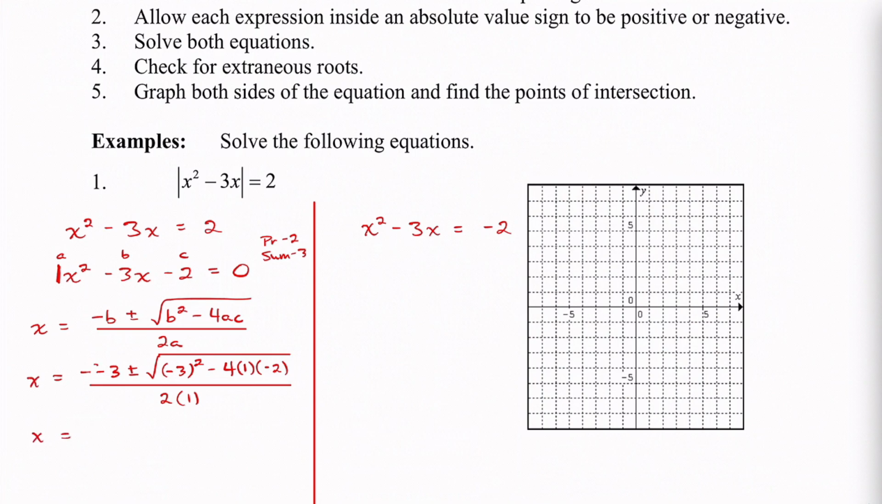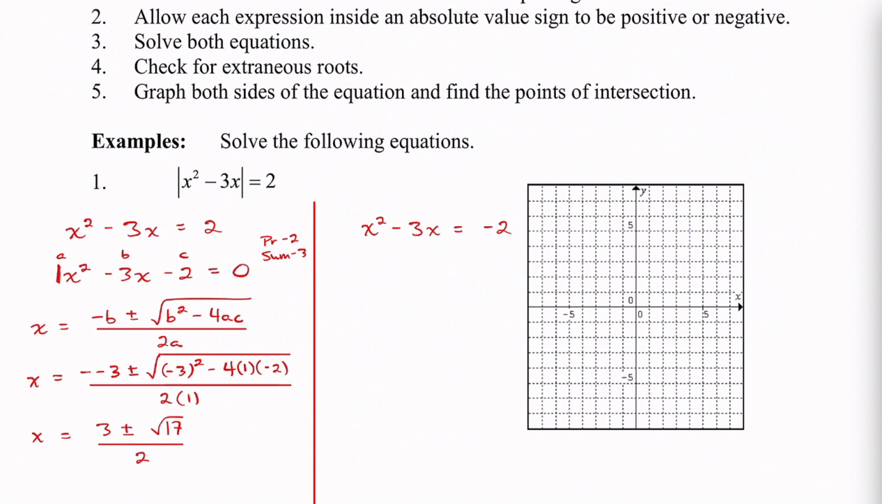Simplifying that, these two minuses become plus 3. So I got 3 plus or minus the square root of, and if you simplify everything inside the square root you're going to get 17, divided by 2 times 1, which is just 2. We can't simplify or break this down any further, so that would be our one solution. If you wanted to change it into a decimal, just for when we verify in our calculator, you could do that, but it's not necessary.